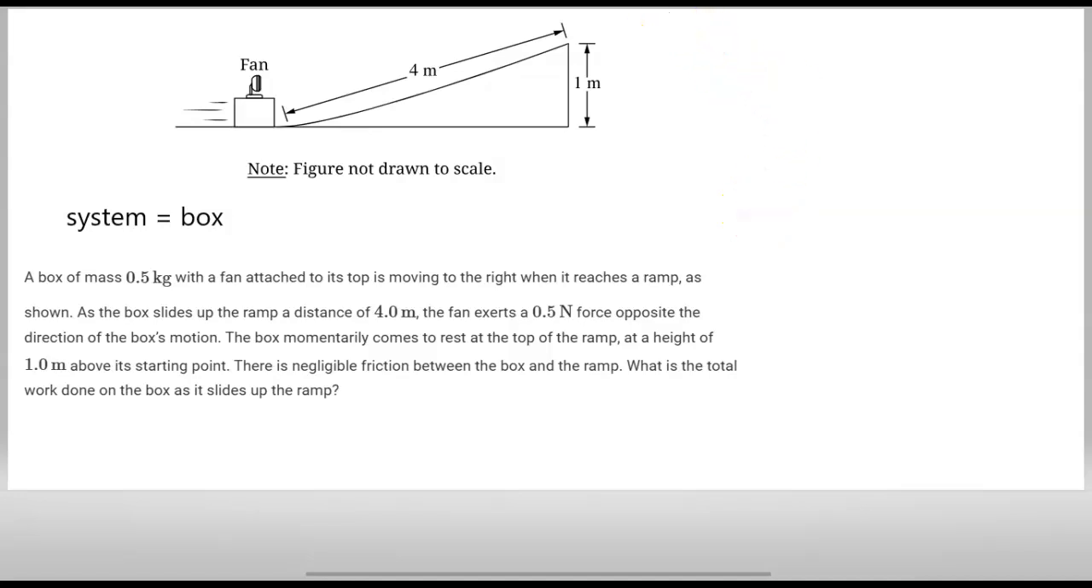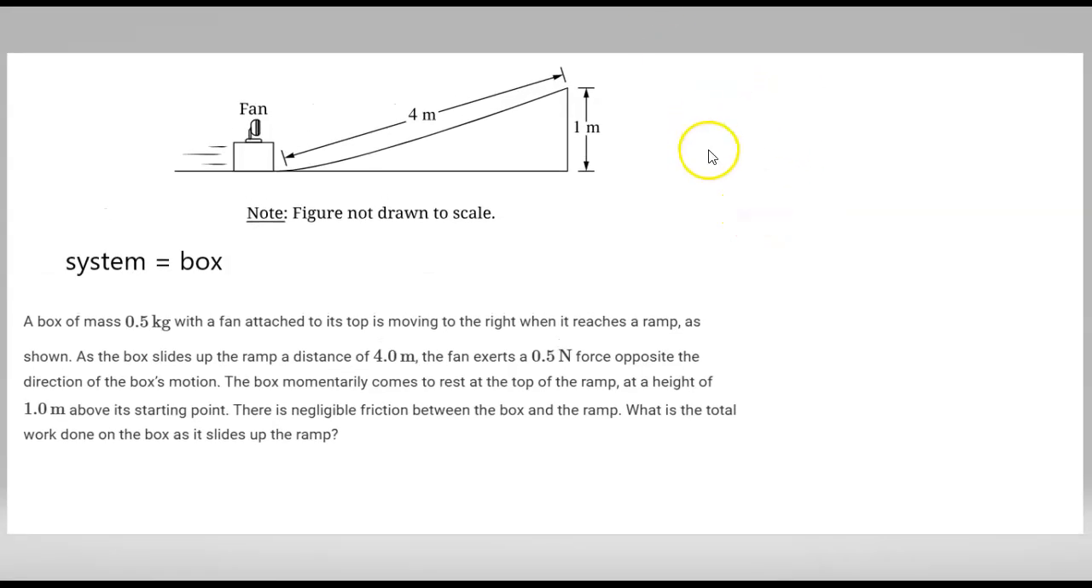All right, let's take a look at this fan box problem. Before we even begin, look carefully at which way the fan is facing. It's very confusing because the box is moving to the right, but the fan is trying to push the box to the left based on the way it's facing. And it says so in here: as the box slides up the ramp, the fan exerts a force opposite the direction of the box's motion.